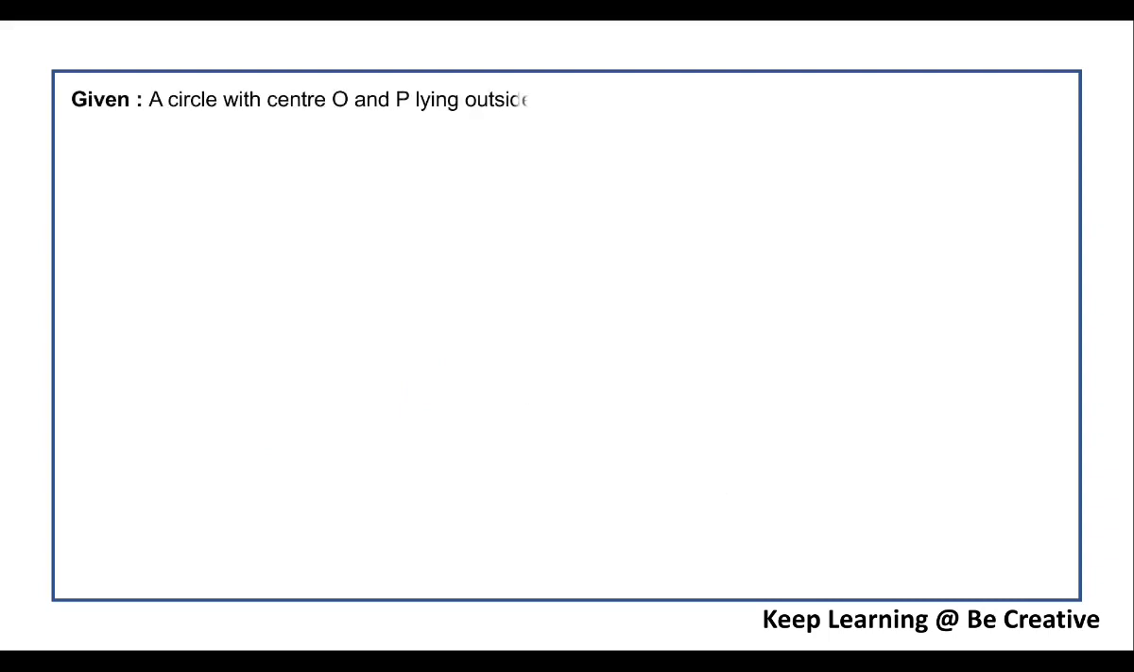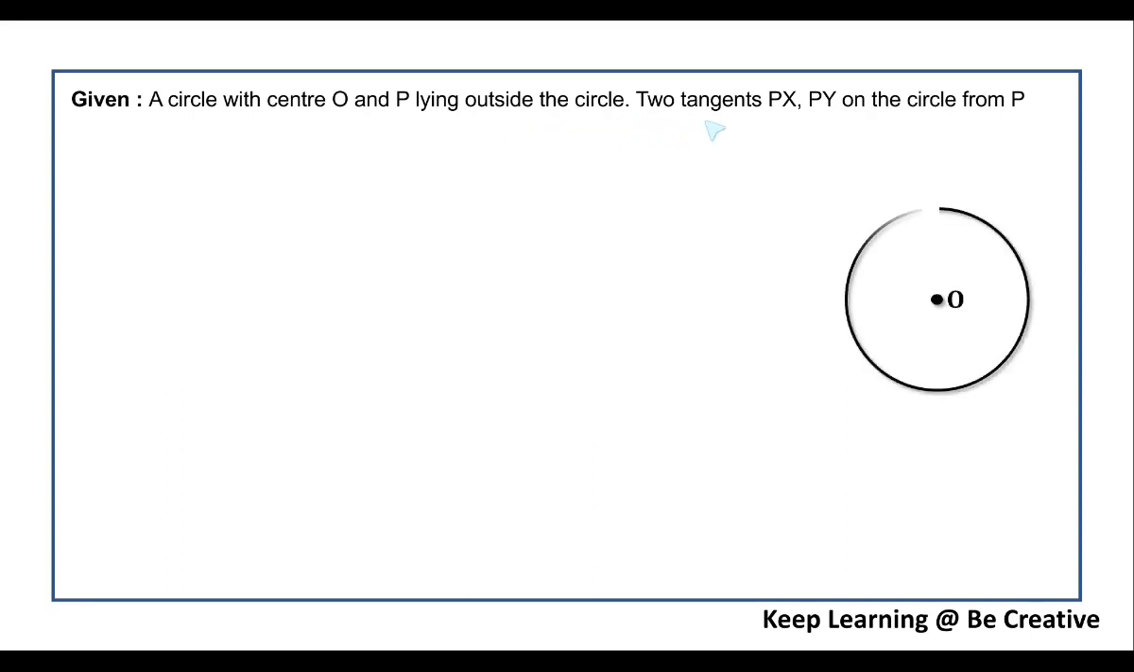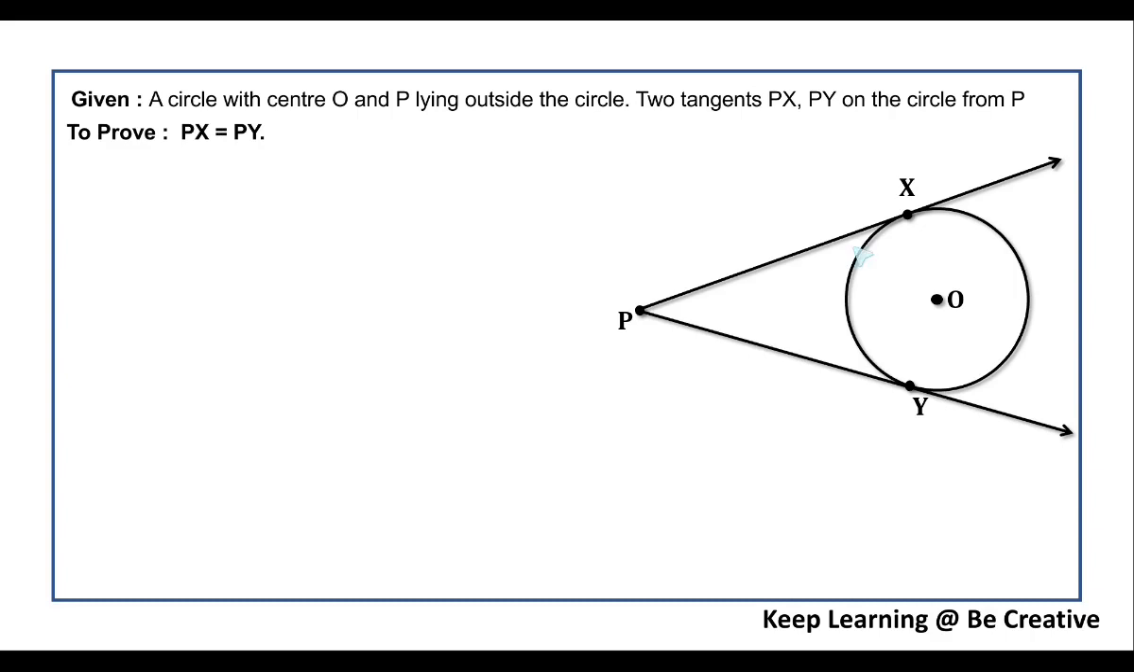We have been given a circle with center O, P lying outside the circle, and two tangents Px and Py on the circle from P. So we have this point P lying outside the circle, and Px and Py are the two tangents from point P. We need to prove the length Px is equal to Py. For this we are going to join PO, Ox and Oy.